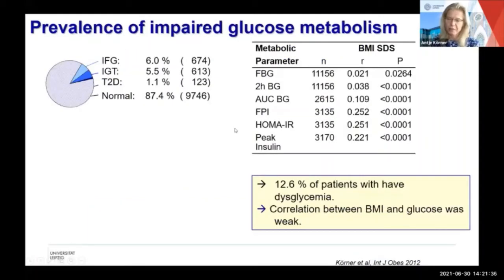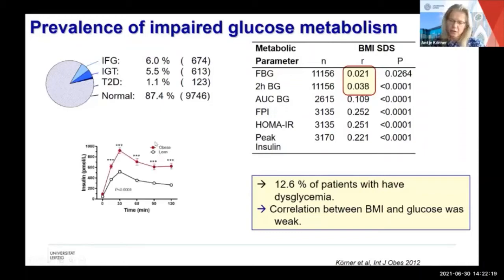Now, in the slide before, I showed you the criteria that we can apply based on the current guidelines. And if we look into a registry, this is a registry of Germany on children with obesity, and looked into the prevalence of impaired glucose metabolism defined by impaired fasting glucose, impaired glucose tolerance, or type 2 diabetes. Applying those, we see that 12% of the patients have some kind of dysglycemia. However, when you look into how that is related to the body mass index, these are the correlation coefficients, you see, it's not really great.